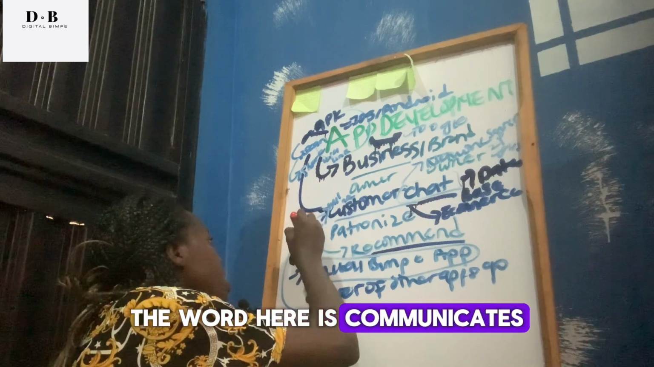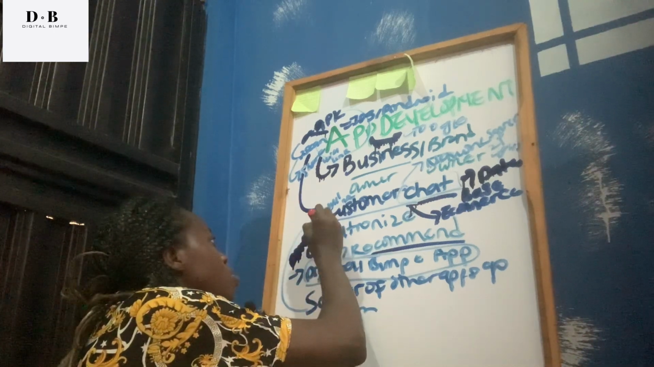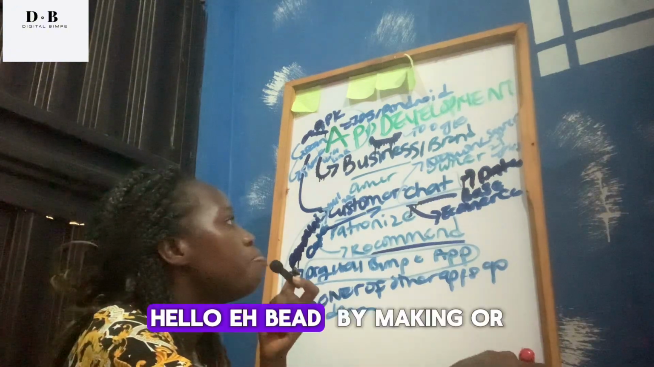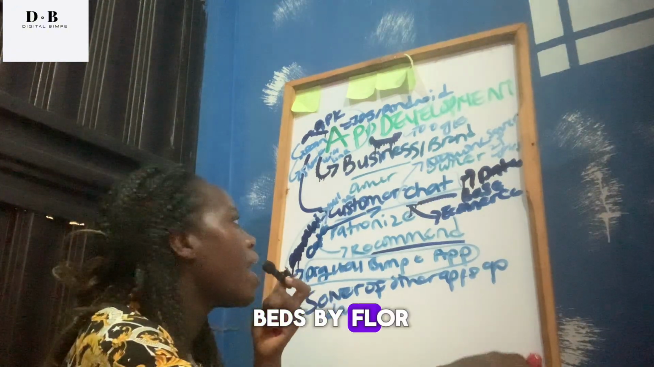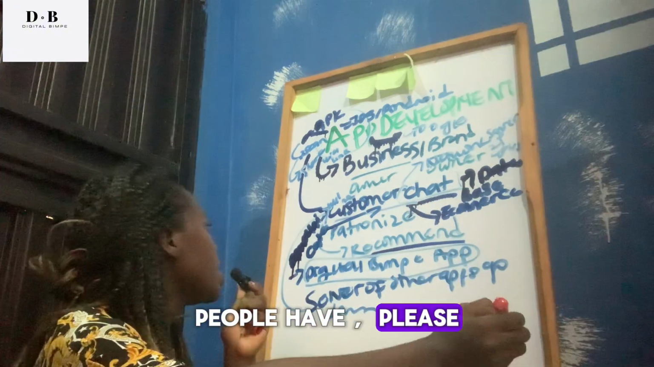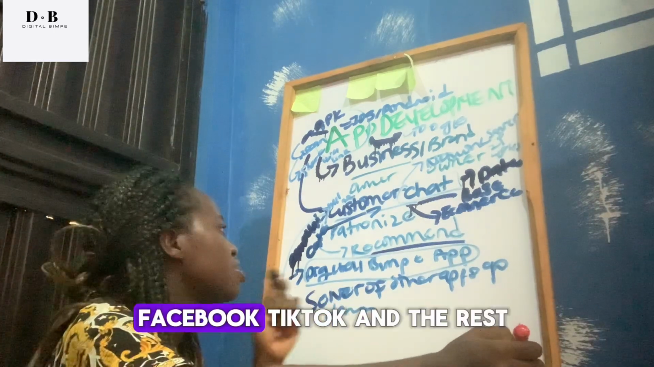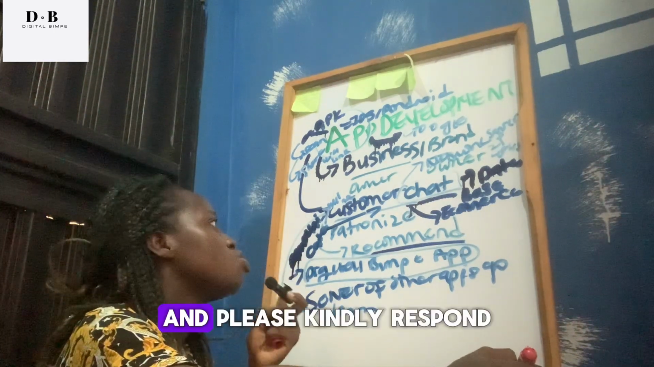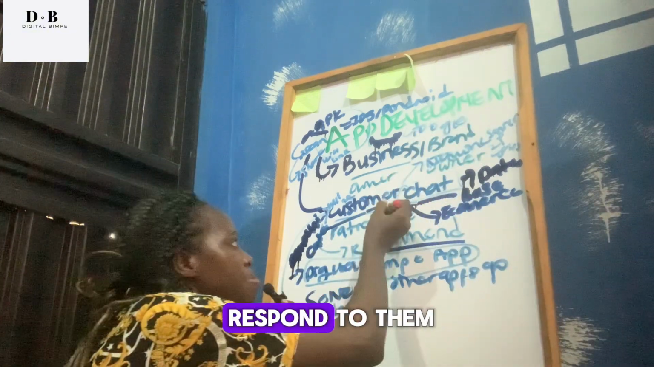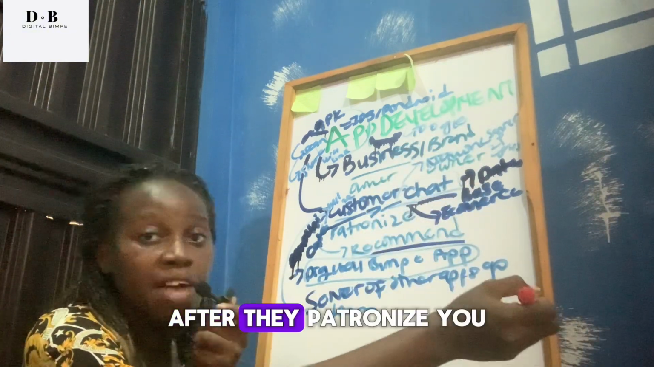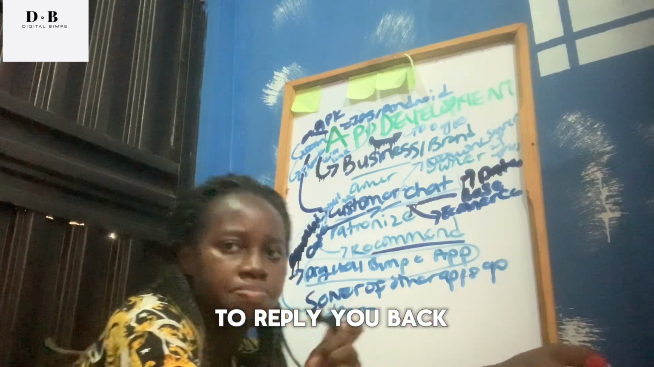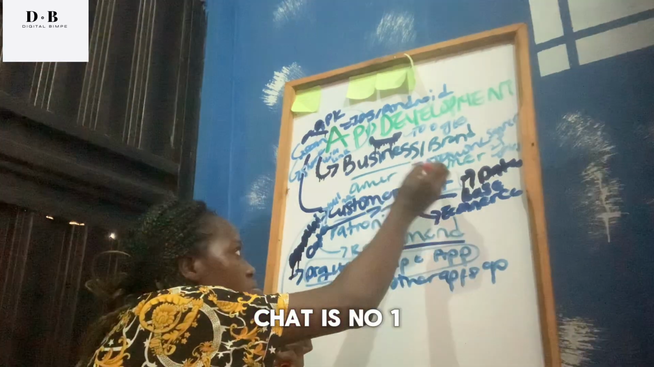The word here is communicate. They will have to use the chat method. Hello, beats by making, or bread by Flora, or all those business names people have. Please, I was unable to reach you on Instagram, Facebook, TikTok, and the rest. I want to communicate with you via your app. So please kindly respond. After they have patronized you, you will chat with them. Normal. You will reply to them, they will reply back. So, chat is number one.